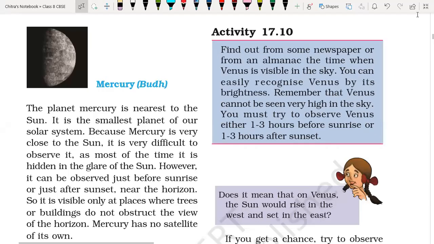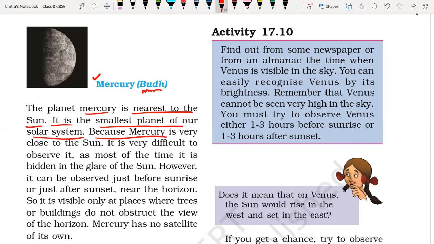Now we're going to discuss Mercury, which is also called Buddh. The planet Mercury is the nearest to the sun. It is really very close to the sun. It is the smallest planet of our solar system. It is very small compared to other celestial objects, meaning other planets.